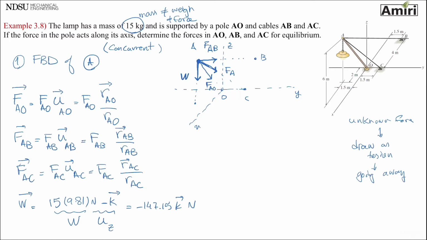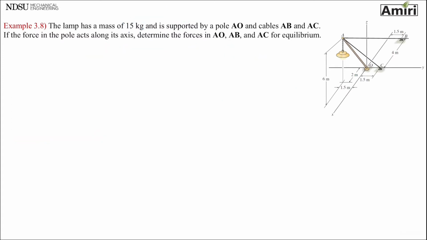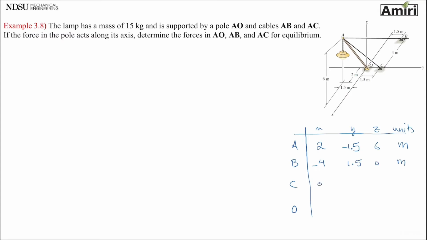Okay, position vector. We need a lot of position vectors. So let me make that table here that we always do. A, B, C, O, X, Y, Z units. Point A is located at 2, 1.5, minus 6, and the units are meters. Point B is located at minus 4, 1.5, 0 meters. Point C is located at 0, 1.5, and 0 meters. And O is origin, which is 0, 0, 0 with units of meters.